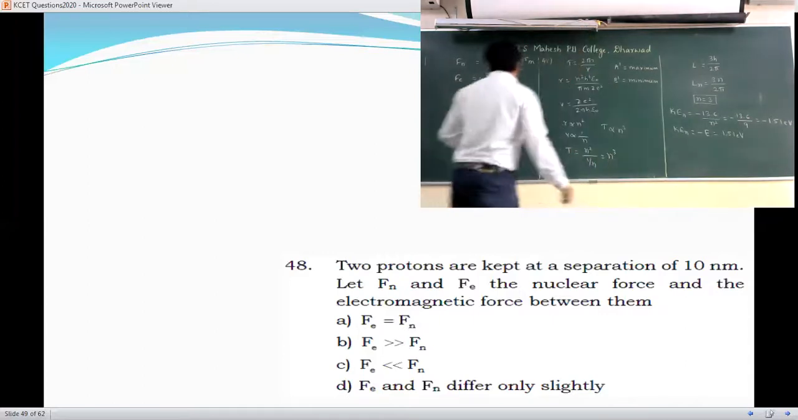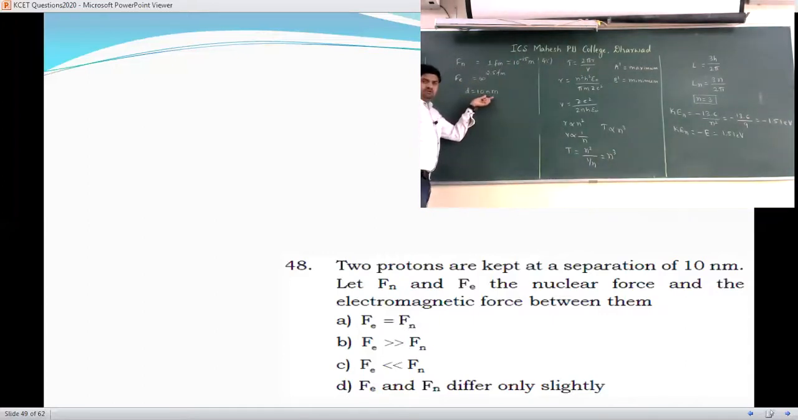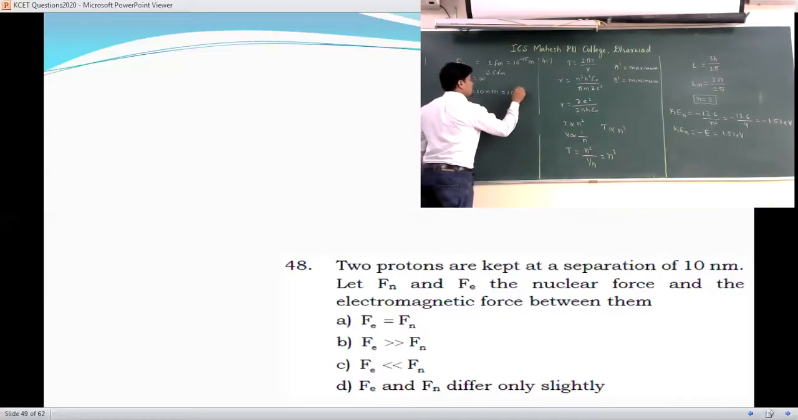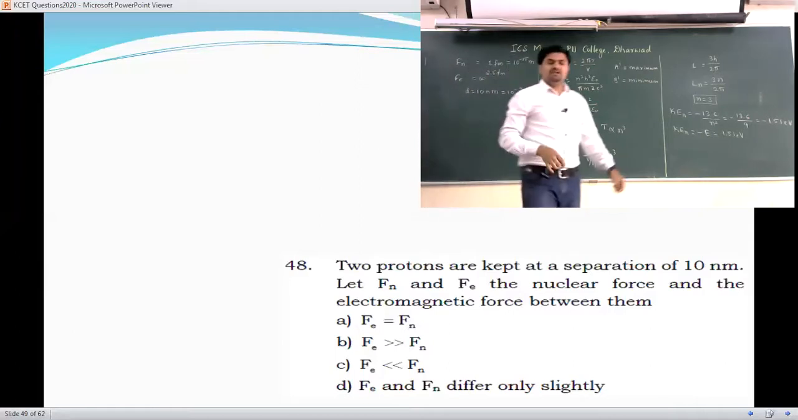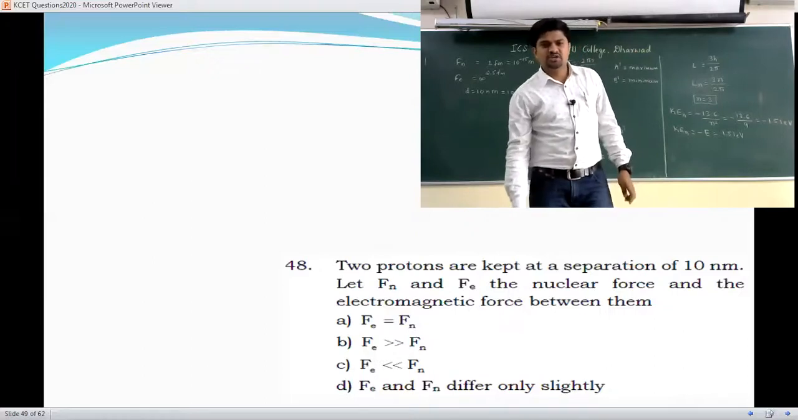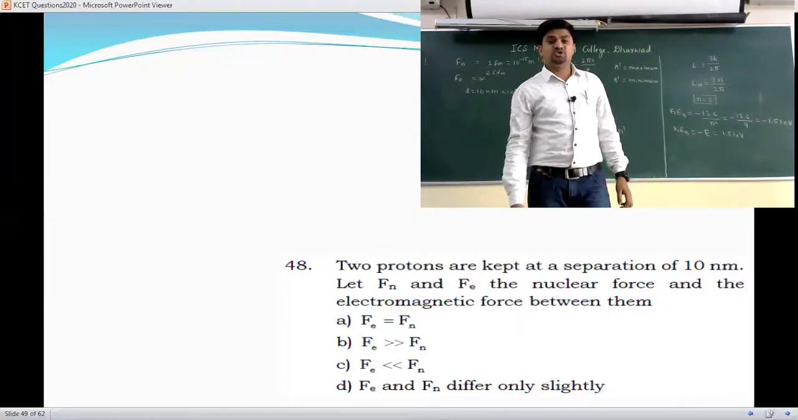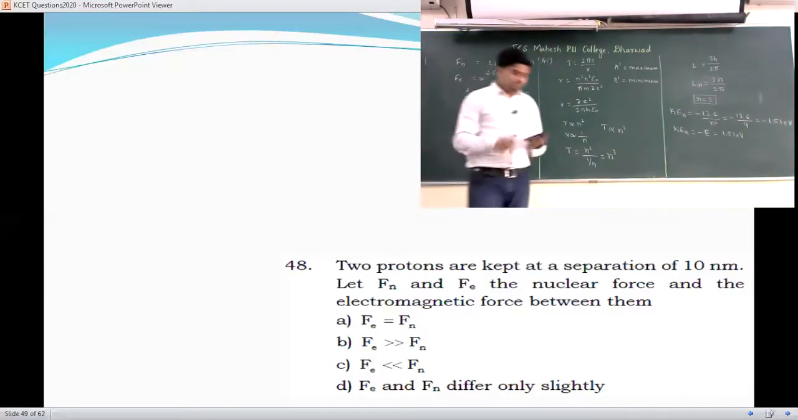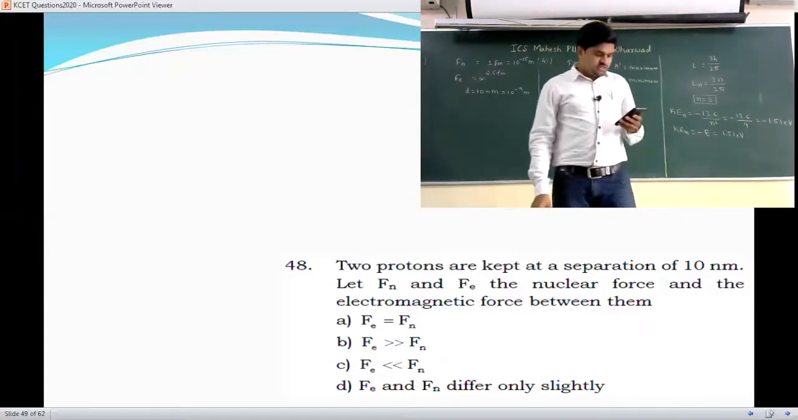Now, what is the distance between the two protons here? 10 nanometer, that is 10 raised to minus 9 meter. But what we are discussing in femtometer is 10 raised to minus 15. So there is no comparison between these two. That's why I can say that the nuclear force is very, very small compared to the electromagnetic force. So which option will you choose here? Fn should be very, very less compared to Fe. So option 2, option B, you can choose here. Yes, we'll go to the next one.